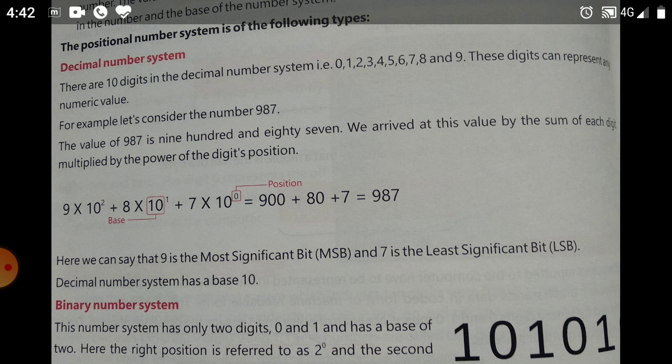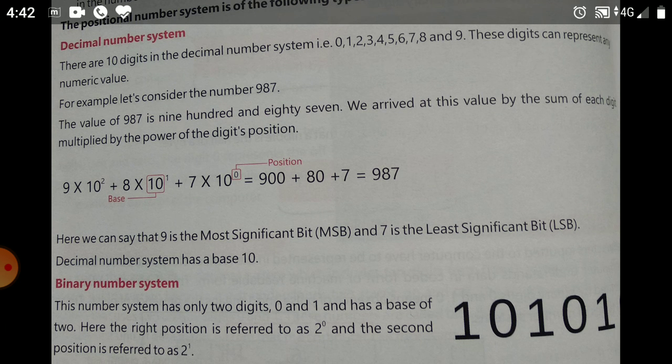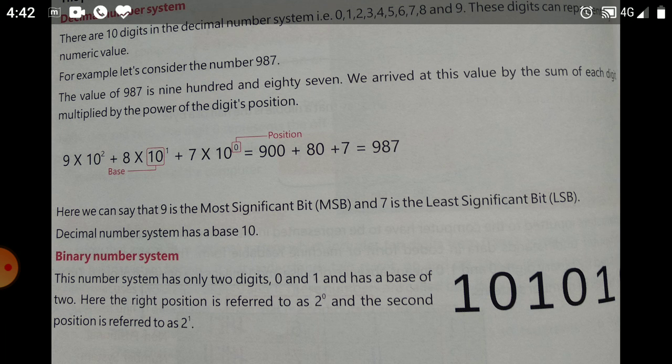First one is the decimal number system. Decimal number system means there are a total of 10 digits in this system, which start from 0 and end at 9, meaning 0, 1, 2, 3, 4, 5, 6, 7, 8 and 9. All these 10 digits are included in the decimal number system. These digits can represent any numeric value. For example, take 987. The value of 987 is 987 actually. We arrive at this value by the sum of each digit multiplied by a power of its position.